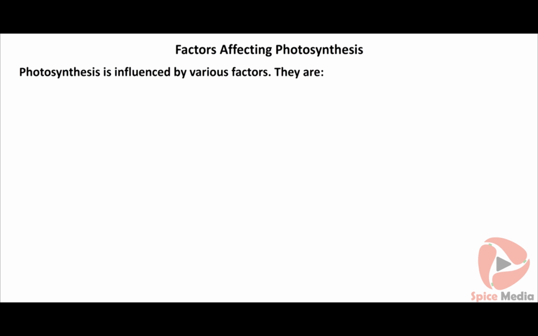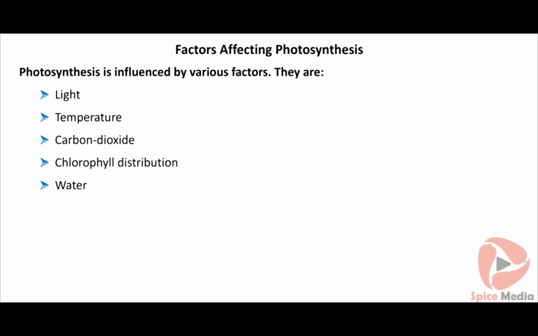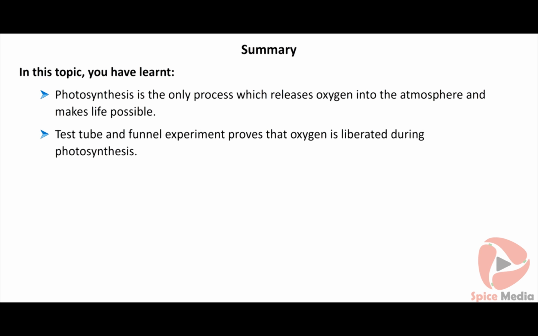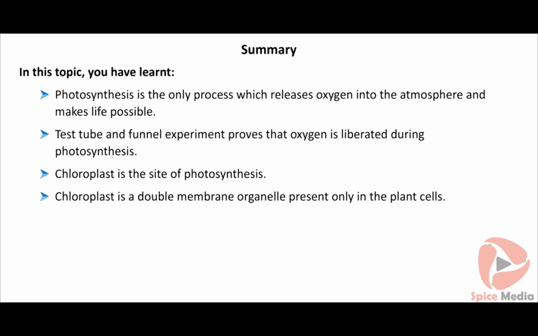Photosynthesis is influenced by various factors. They are light, temperature, carbon dioxide, chlorophyll distribution, water, mineral soils, and age of the leaf. In this topic, you have learnt photosynthesis is the only process which releases oxygen into the atmosphere and makes life possible. Test tube and funnel experiment proves that oxygen is liberated during photosynthesis. Chloroplast is the site of photosynthesis. Chloroplast is a double membrane organelle present only in the plant cells.